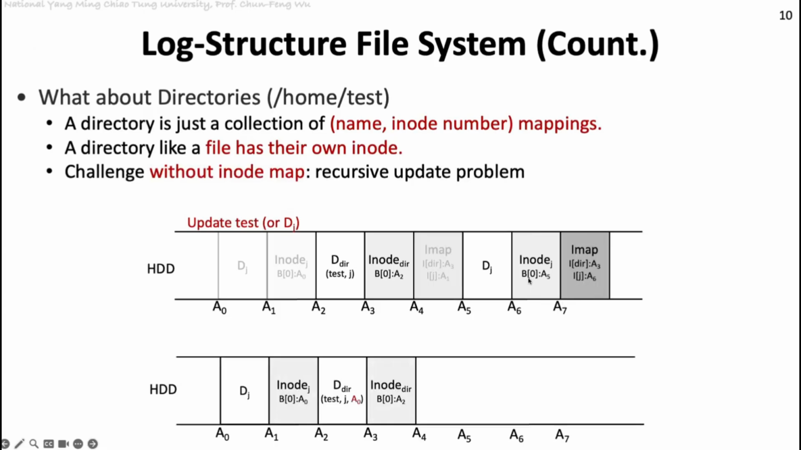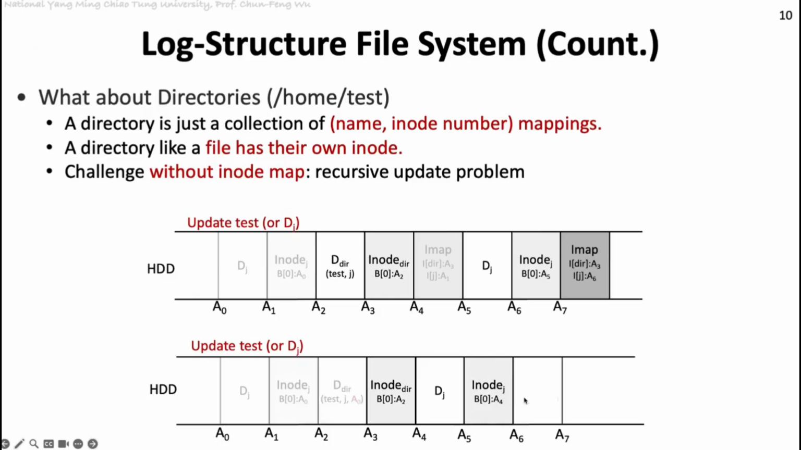But what will happen if there is no inode map? It will be like this. We have the inode directory and inode J. The inode directory points to the directory data, and inode J points to the data itself. If we do the same thing and update the data, called DJ, we put DJ at the tail, the same as before. Then after that, we need to update inode J.